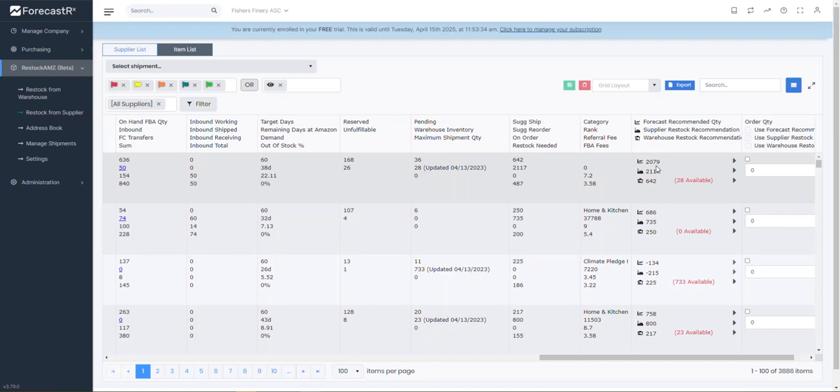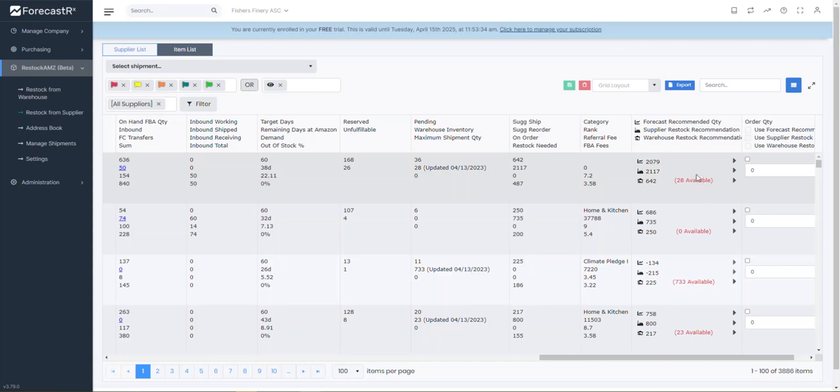And if you have your account set to supplier ships to FBA, this number will take into account the supplier lead times. If you have it set to warehouse ships to FBA, or if you're in restock from warehouse, you will see this number in accordance to the local warehouse lead time plus your target days FBA inventory.